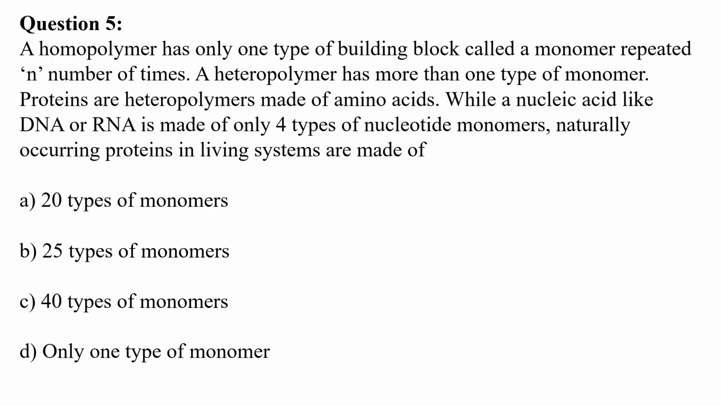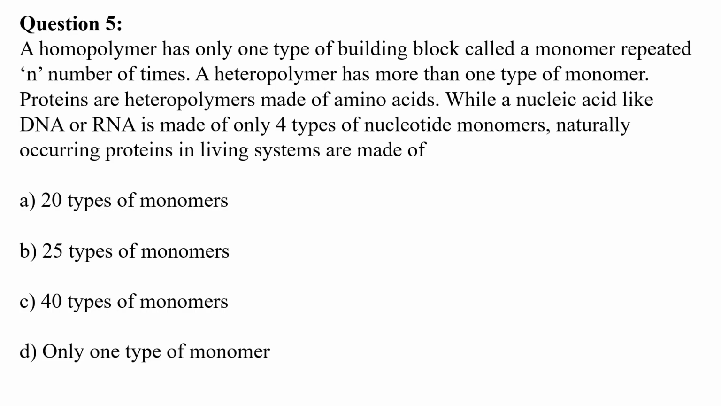So moving to the next question, question number 5. A homopolymer has only one type of building block called a monomer repeated n number of times. A heteropolymer has more than one type of monomer. So proteins are heteropolymers made of amino acids, while a nucleic acid like DNA or RNA is made of only 4 types of nucleotide monomers. Naturally occurring proteins in living systems are made of dash. Option A is 20 types of monomer, option B is 25 types of monomer, option C is 40 types of monomer, and option D is only one type of monomer.